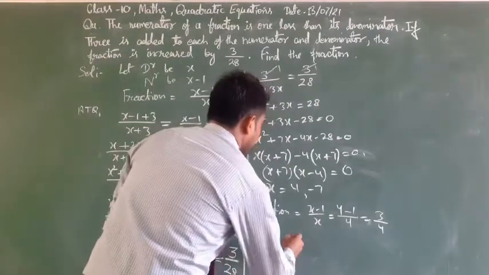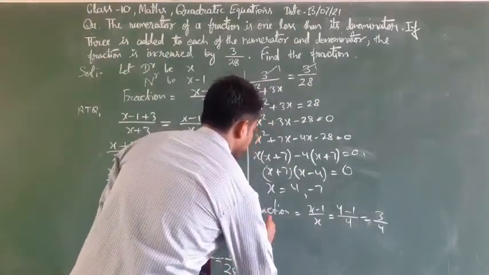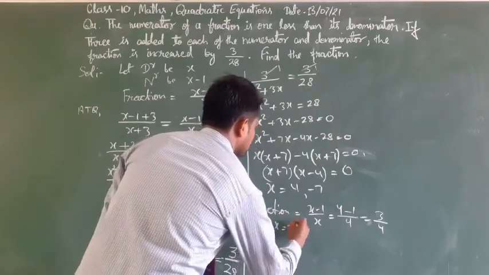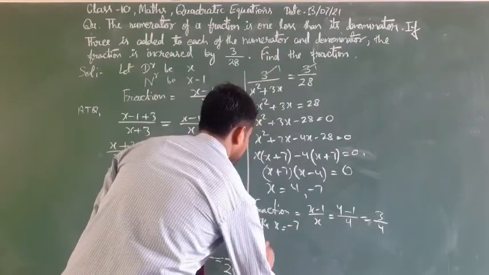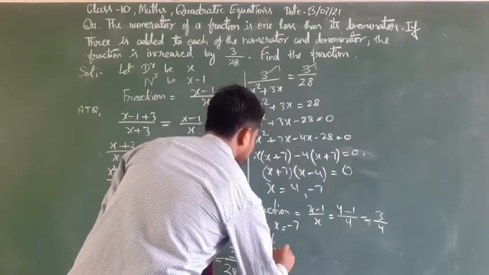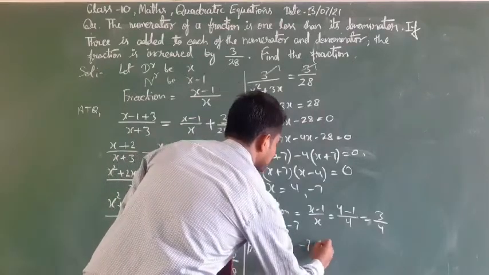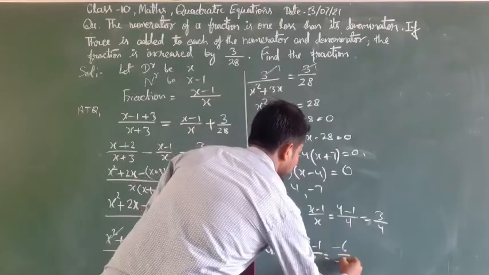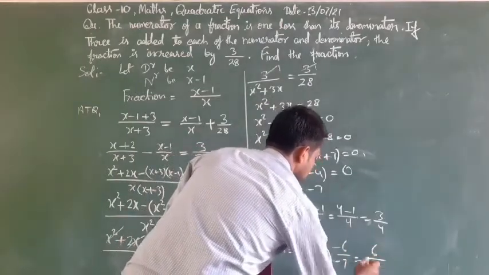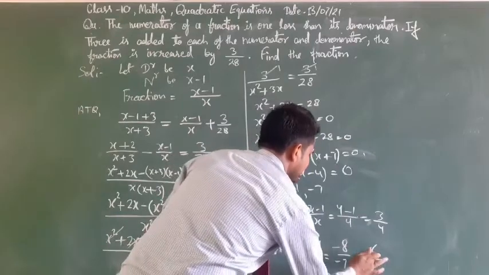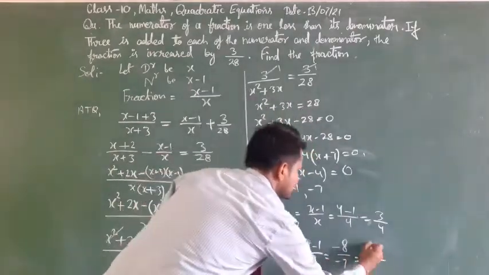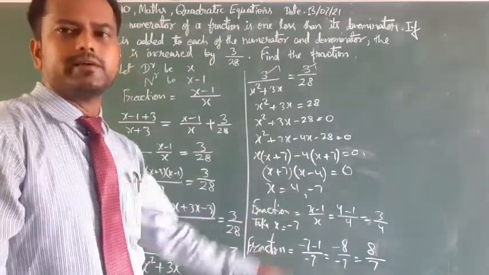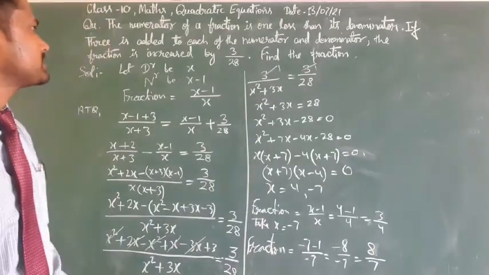And if you take x is equal to minus 7, then the fraction is minus 7 minus 1 upon minus 7, that is minus 8 by minus 7, that is 8 by 7. So our fraction is 3 by 4 or 8 by 7. That will be your answer.